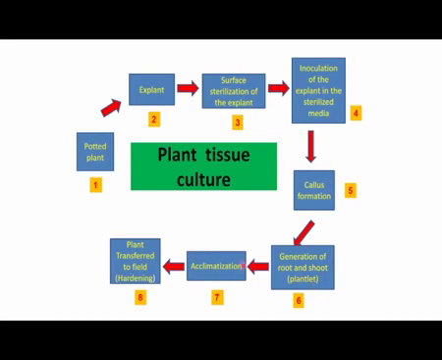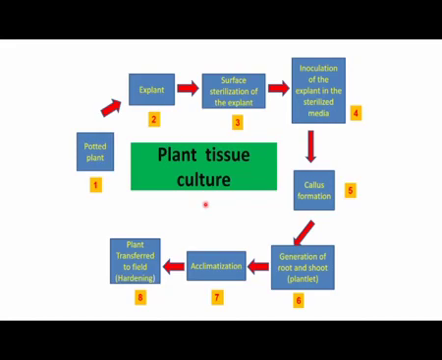These small plantlets you can then acclimatize and transfer to the pots and to the outer environment, and that is the step called hardening, and that is how you can get a plant from any plant part.